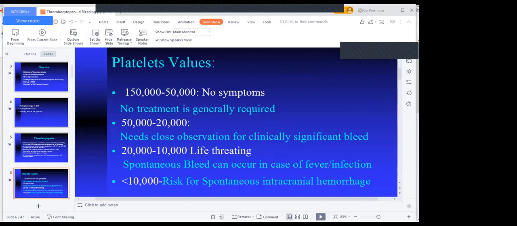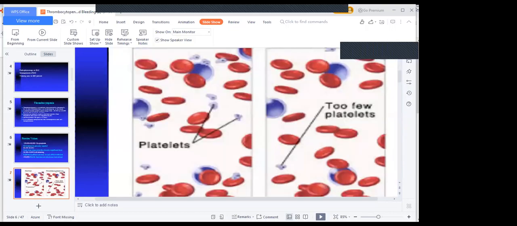Now we should know the critical values of the platelet counts. That is 150,000 to 50,000: no treatment is generally required. 50,000 to 20,000: need close observation for clinically significant bleed. And 20,000 to 10,000: it's life-threatening, with spontaneous bleed starting. It can occur in the case of fever and infections. And less than 10,000: it's the risk of spontaneous intracranial hemorrhage.